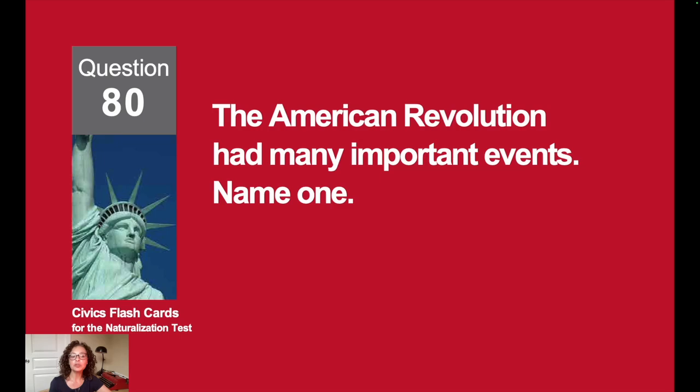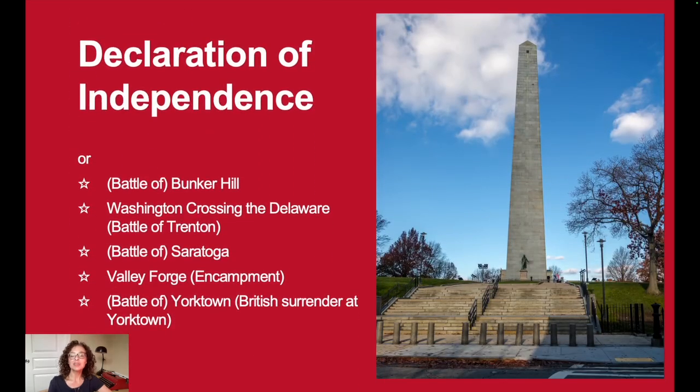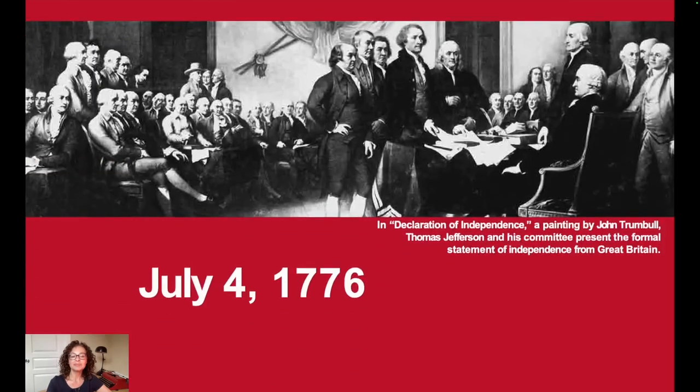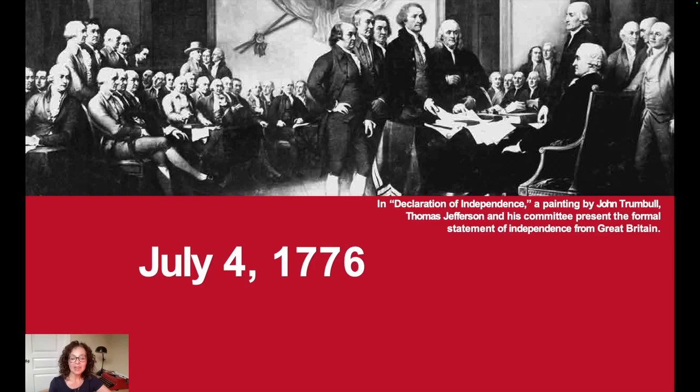The American Revolution had many important events. Name one. The Declaration of Independence. When was the Declaration of Independence adopted? July 4th, 1776.